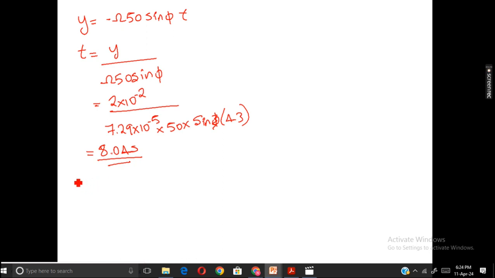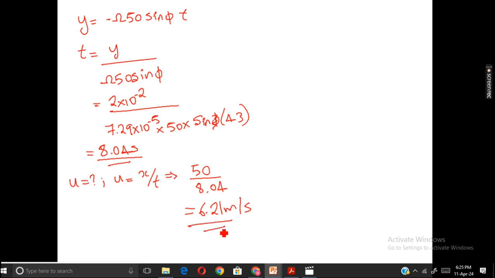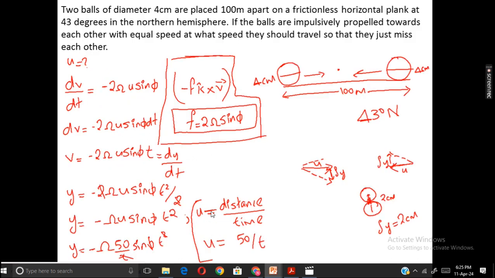So the question was, what is the velocity with which the ball should propel towards each other? So we have to find u, that is the velocity of the ball. So u is x by t. x is the distance that they should cover, that is 50 as we discussed earlier. So it will be 50 by 8.04, which is 6.21 meter per second. So this is the velocity with which the ball should propel towards each other so that they will miss each other.